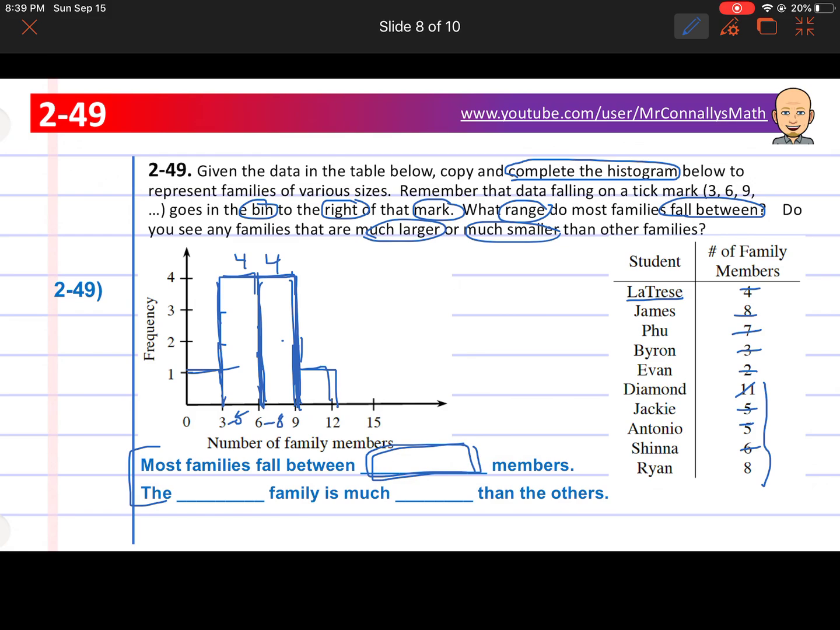Okay, and now is there a family that's much larger or much smaller than the others? So go ahead and look at this data and decide, is there one that's much larger, or is there one that's much smaller, or maybe both? Go ahead and answer that right in here. Pause the video. When you're done, move on to the next question.